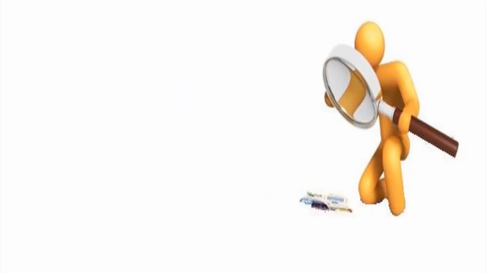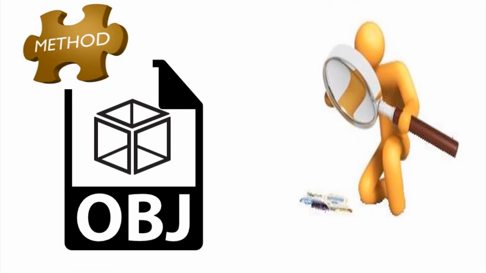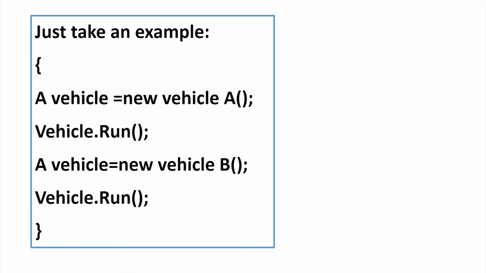Dynamic binding. To understand dynamic binding, let's first discuss what binding is. It's a process to define or select a method for a particular object of any class. When this method is determined at runtime, then it is called dynamic binding. Let's look at an example. Here, a code is given.